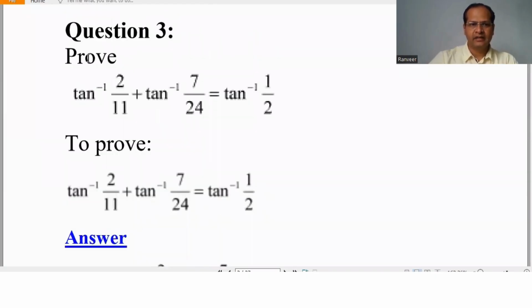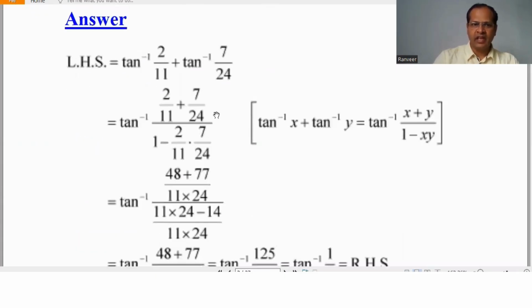Prove that tan inverse 2 by 11 plus tan inverse 7 by 24 equal to tan inverse 1 by 2. So this is completely formula based, that is tan inverse x plus tan inverse y. We know the formula: tan inverse of x plus y by 1 minus xy. So we have to substitute the values. Always remember, before tan inverse x the value is unity, and tan inverse y value is unity, and we are writing this formula.